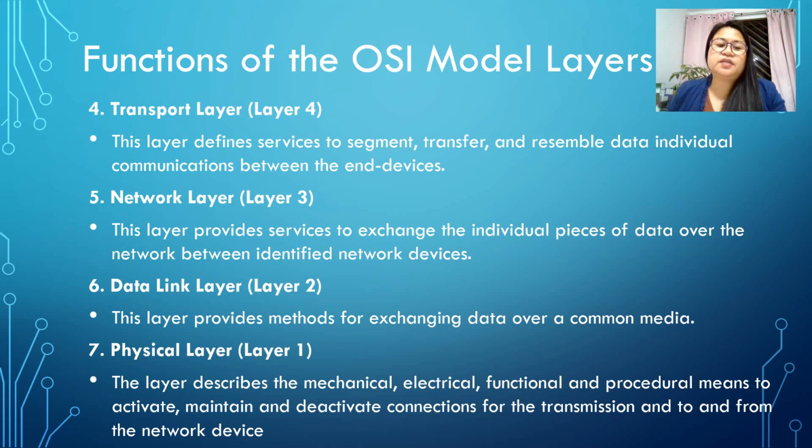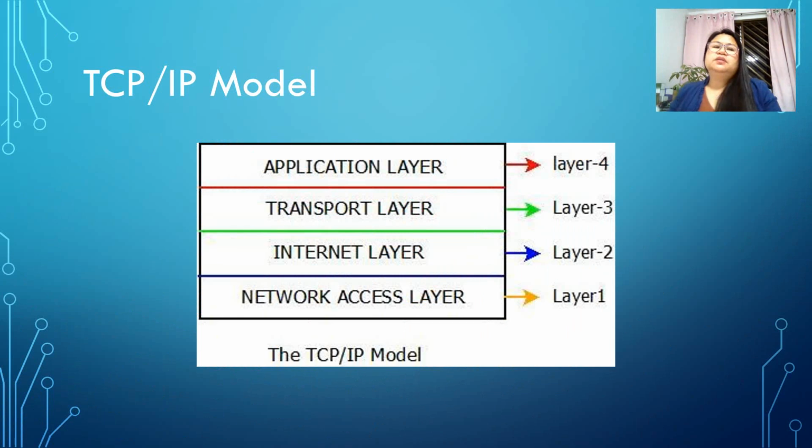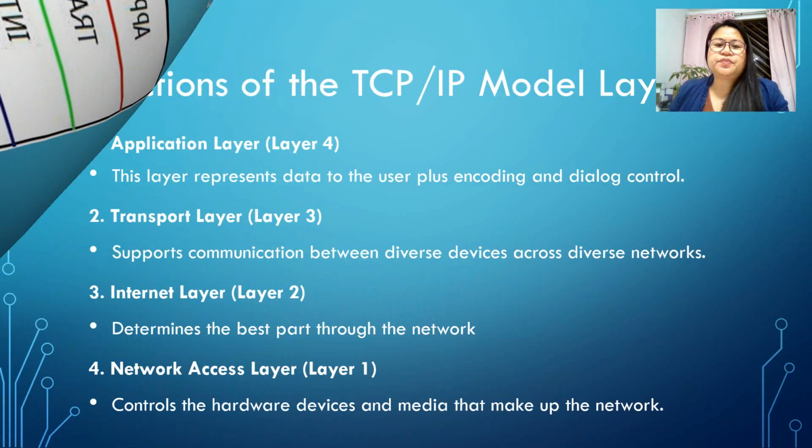And the layer 1 is the physical layer, which describes the mechanical, electrical, functional, and procedural means to activate, maintain, and deactivate connections for the transmission to and from the network device. Now we have the TCP/IP model. It has 4 layers. We study all the layers.